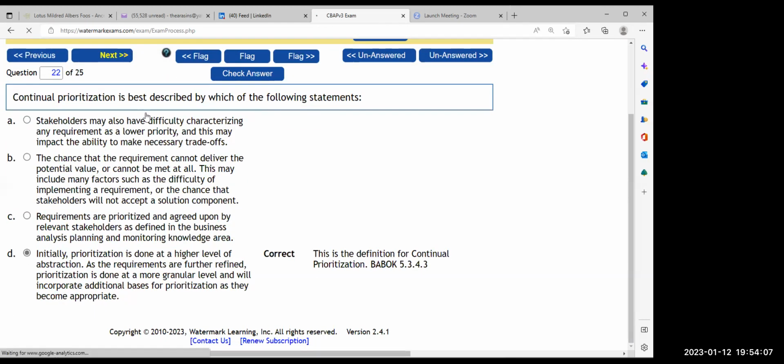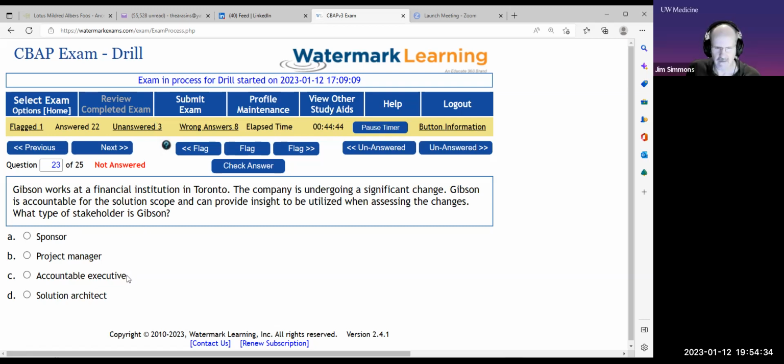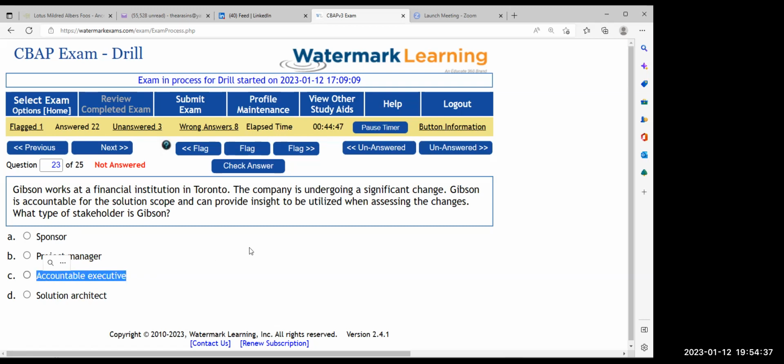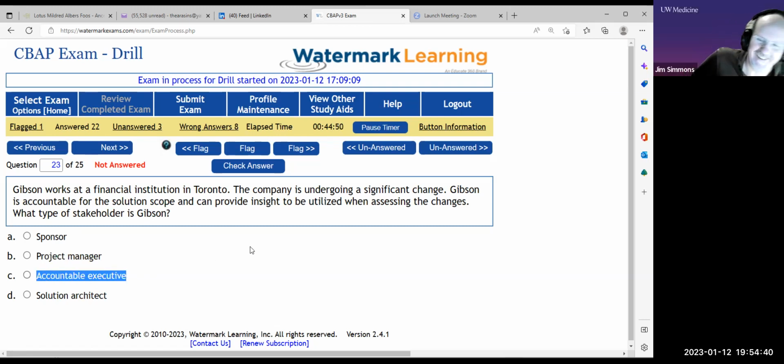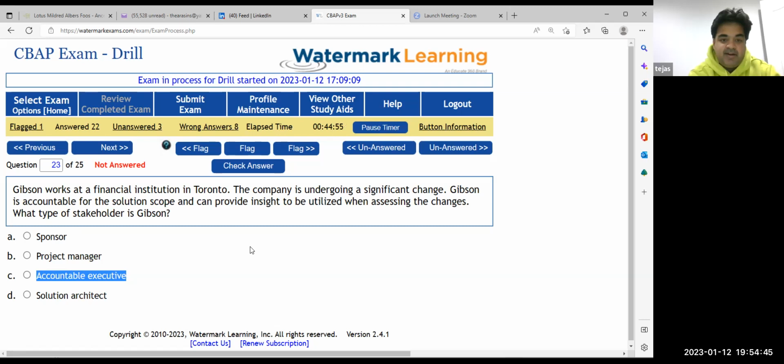Good job, guys. Gibson works at a financial institution in Toronto. The company is undergoing a significant change. Gibson is accountable for the solution scope and can provide insights to be utilized when assessing the changes. What type of stakeholder is Gibson? Is Gibson a sponsor, a project manager, accountable executive, or solution architect? Are there any of those we can eliminate? C. Never heard of an accountable executive. Yeah, I haven't either, in any company I've ever worked for. He's not architecting anything. He's just providing insight.